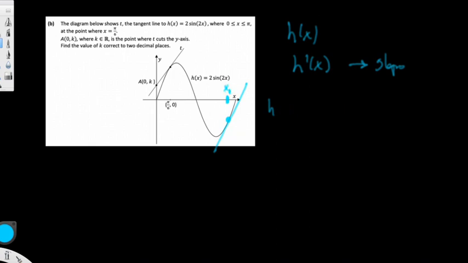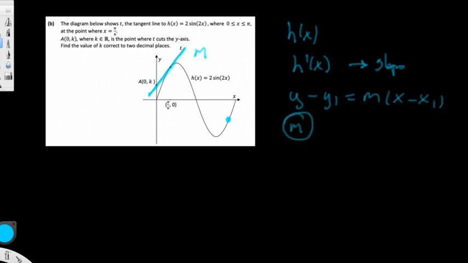So what we're going to do is use calculus to get the m of this one here. But we're also going to need, if we're going to get the equation of a line, we have to use this formula, y minus y1 is equal to m times x minus x1. So we have to sub in m, but we also have to sub in x1, y1 into the same formula. Okay, so we're going to need that point out there. So how are we going to get that point?